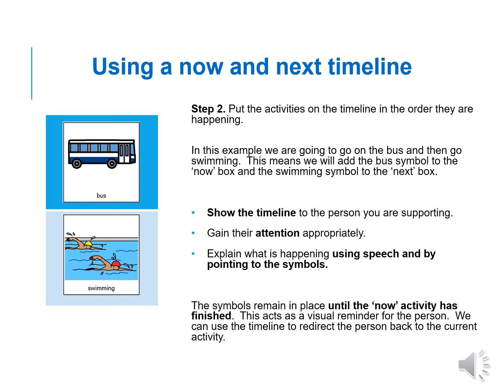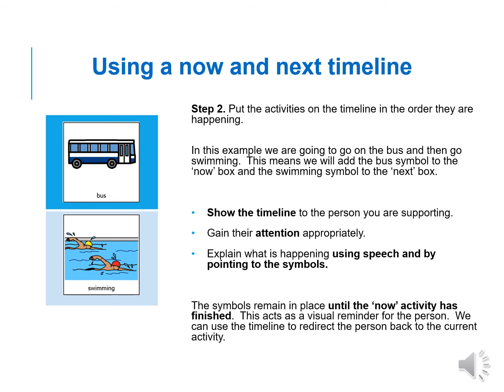Step 2. Put the activities on the timeline in the order they are happening. In this example, we are going to go on the bus and then go swimming. This means we will add the bus symbol to the now box and the swimming symbol to the next box.